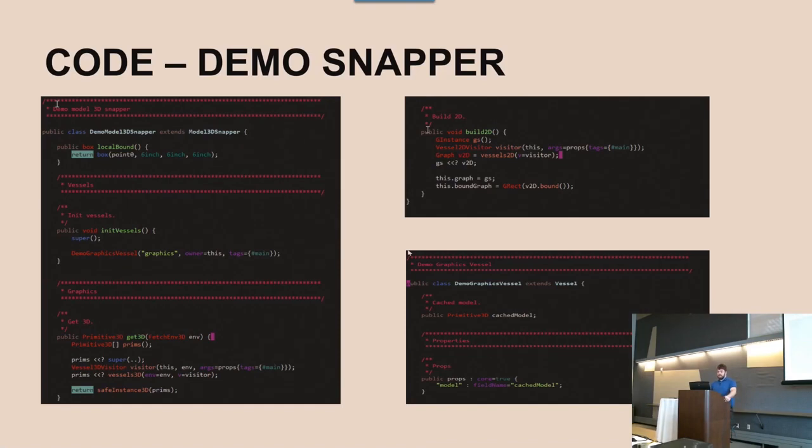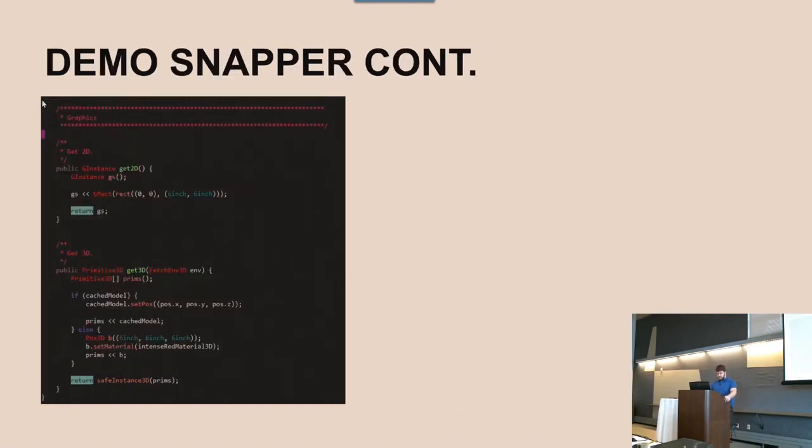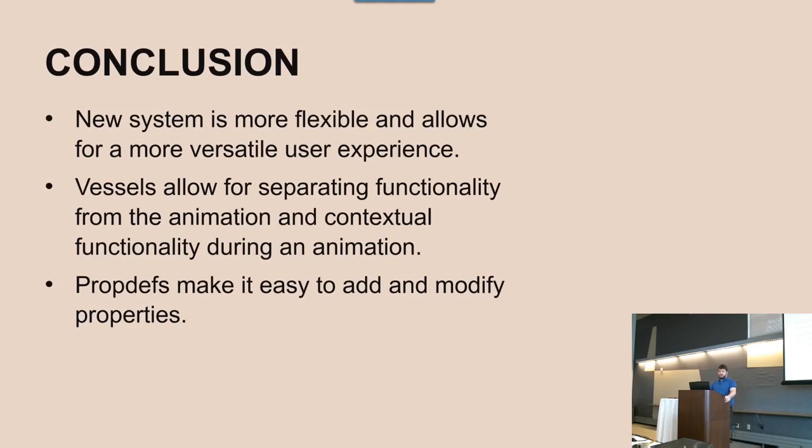All right, in conclusion, the new system is more flexible and allows for a more versatile user experience. The vessels allow for separation of functionality from the animation and contextual functionality during an animation. So the animation itself doesn't need to know what it's operating on specifically. It just needs generic information to do its job. The vessels handle more contextual stuff. The snappers themselves feed the animation stuff.